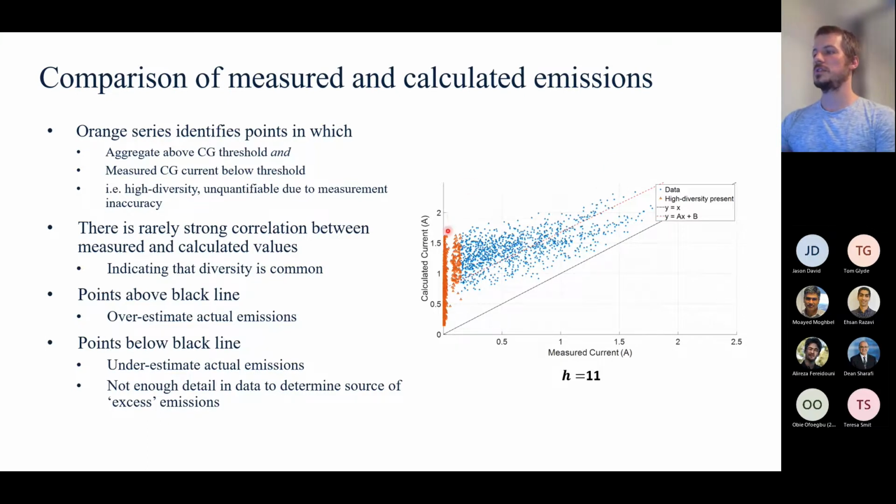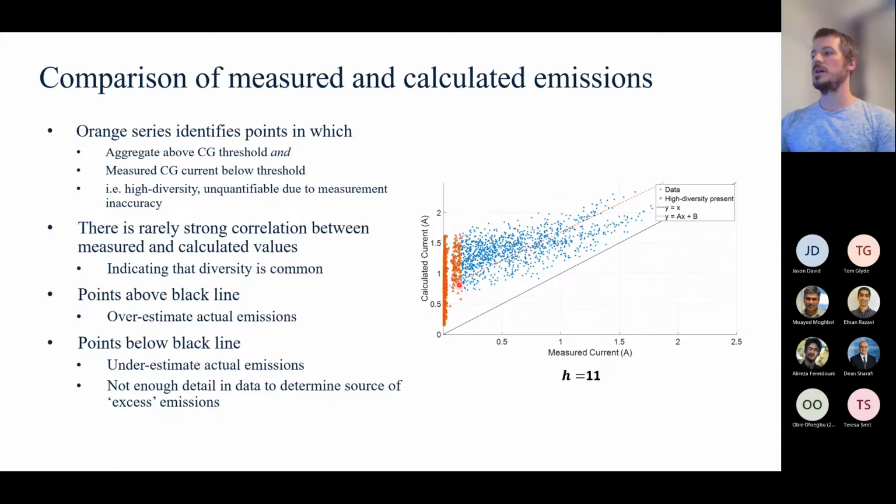So to decipher this graph a little bit, the orange points identify situations in which the calculated current, the summation from each of the generators, suggests that the emissions through the collector should be above the measurement threshold. But actually, when we look at the measured current through the collector, it actually falls below the measurement current threshold. And this is where the majority of measurements fall for most harmonic orders, including those with enough data to actually analyze.